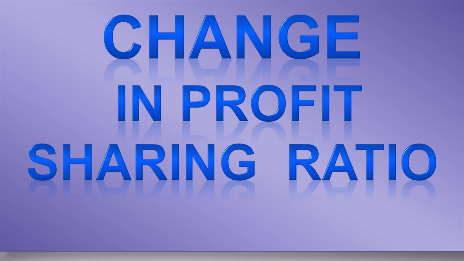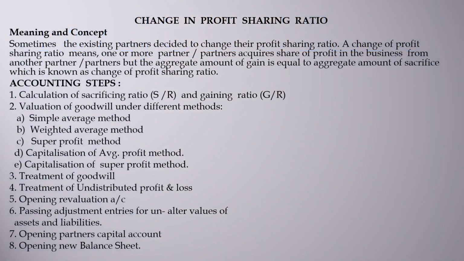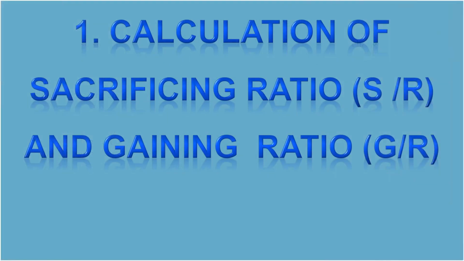In this session, we are going to consider a revision chapter, that is change in profit sharing ratio. Mainly, we have to learn the major steps from this chapter. In the last class, we already completed those major steps, like the calculation of goodwill, calculation of sacrificing ratio and gaining ratio. So this part we completed.